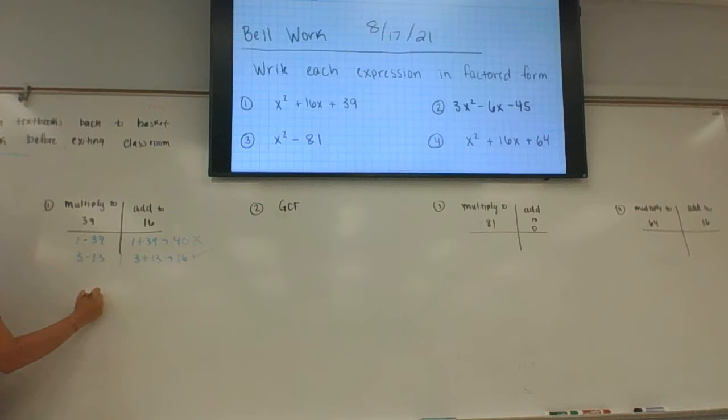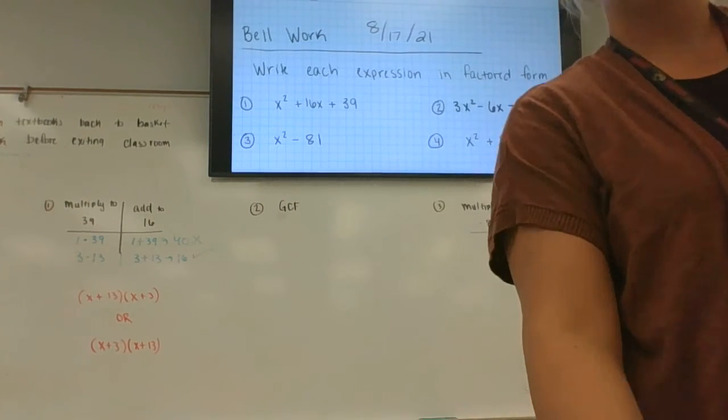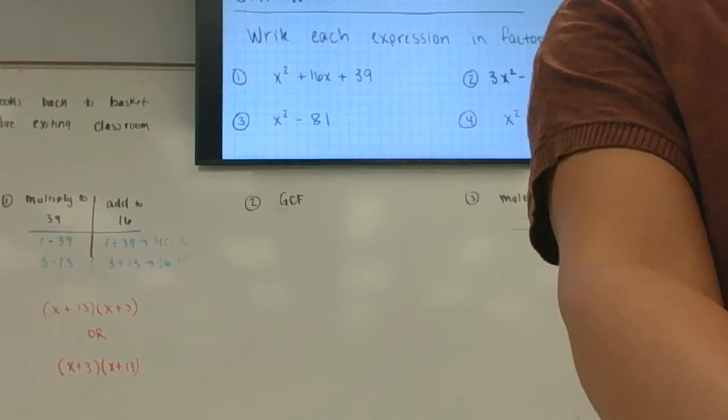The factored form of number one is x plus 13, x plus 3. It doesn't matter what order. 100% for both of those. So what's different about number two?